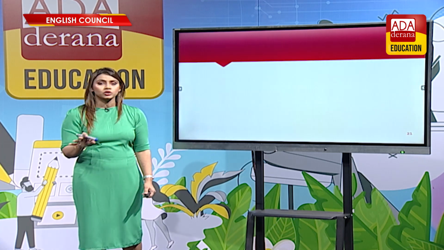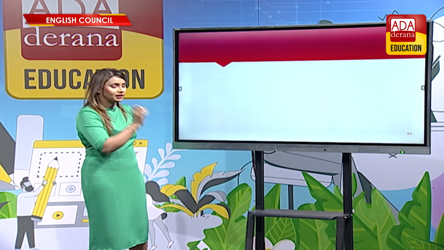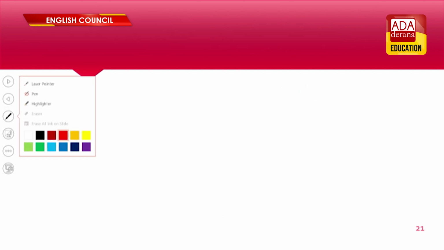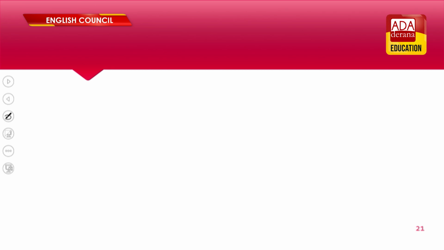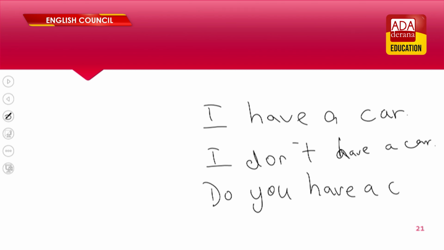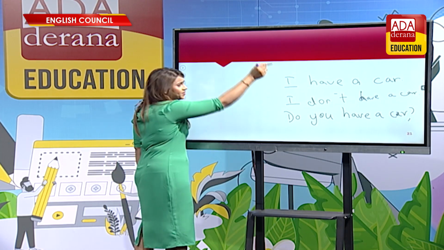So now you know that when you're talking about ownership, you have have as a main verb. Look at the screen, right? If someone asks you the question, do you have a car? Then I would definitely say, I don't have a car, because I don't have a car, right? So I would say, I have a car if I have one, which is the positive form. And I would say, I don't have a car if it is the negative. I don't have. And if I want to ask the question from someone, I would ask them, do you have a car? Right? Right, okay.